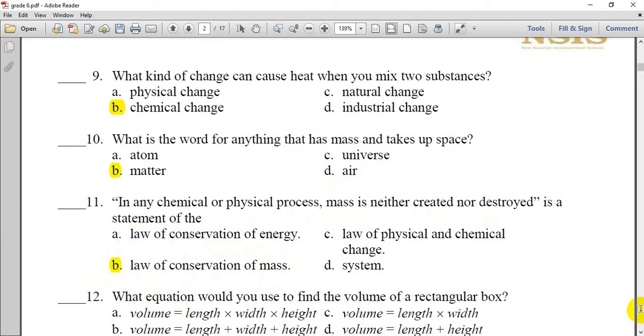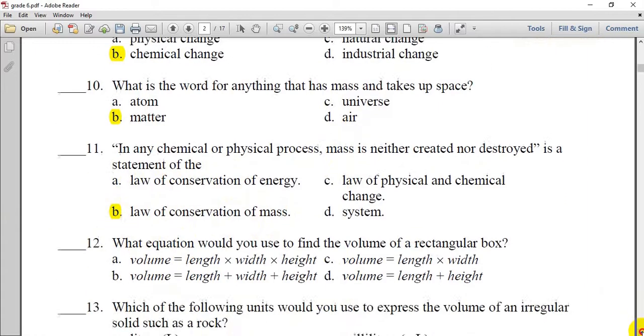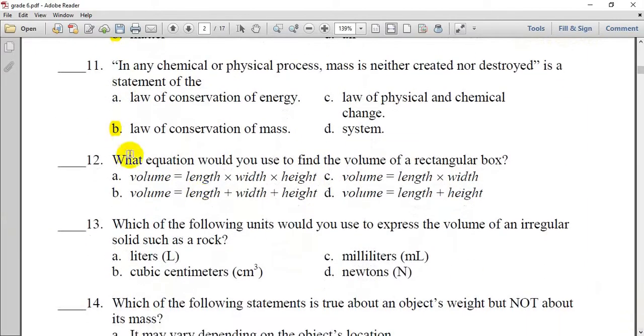So now we will move to the next question, question 12. What equation would you use to find the volume of a rectangular box? A rectangular box is a regular shape. So to measure the volume of something that has a regular shape, we use the equation. Which one do you remember? Which one of these? So it will be letter A. Volume equals length times width times height. So we will choose the equation that has multiplication.